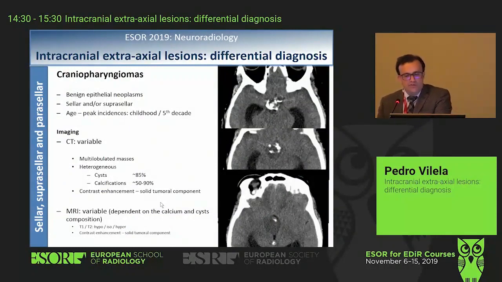Another lesion that appears in this area, and when they have calcification it's easier to make the diagnosis, are craniopharyngiomas. They have 2 peak incidences. They come in the pediatric population and later in the adult population. And typically they can be sellar or suprasellar, or sellar and suprasellar. What makes the diagnosis is the presence of calcification, the presence of different cysts with different signal intensities.